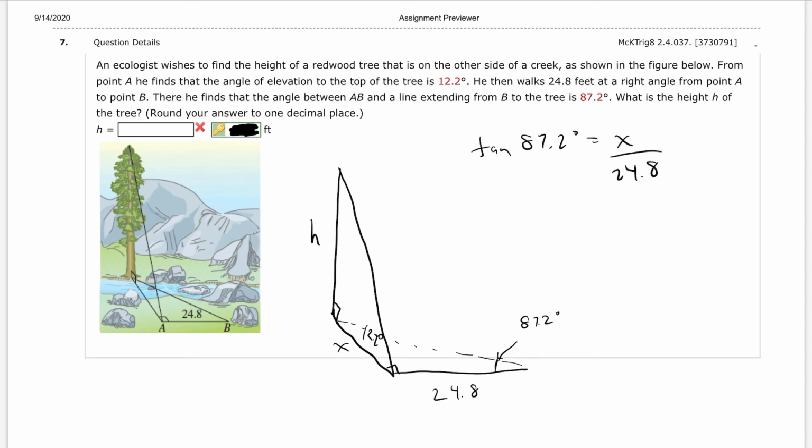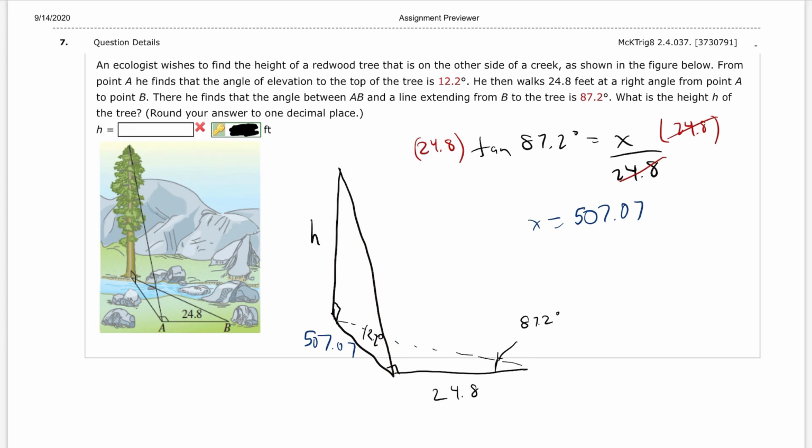And now we can solve for x by multiplying both sides by 24.8. So x is equal to 24.8 times tangent 87.2, which I'm getting 507.07. So now we have x, and now we can use this angle here and do opposite over adjacent again with this right triangle now.